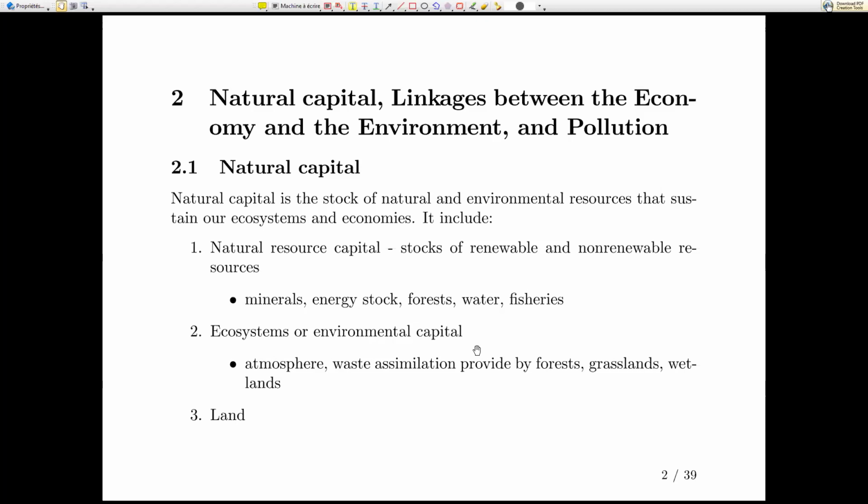Ecosystem or environmental capital. So that's atmosphere, waste assimilation provided by forest. These are the resources that you use to process, not pollution, but rejection by nature or by the economy. Grassland, wetland, and then land. So these are the three categories, a way to classify capital in three categories.